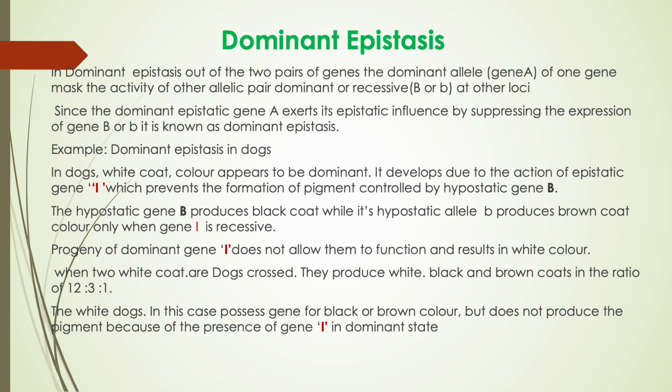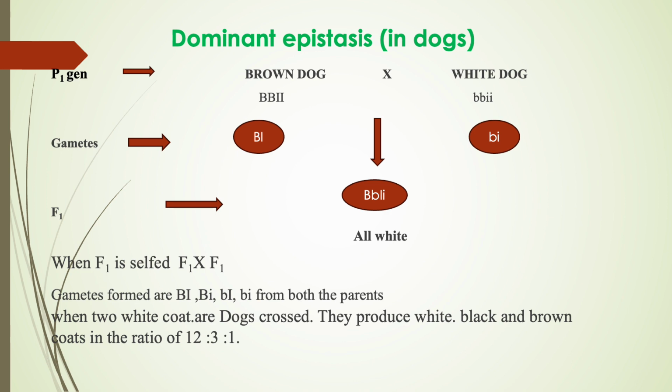When two white coat dogs are crossed, they produce white, black and brown coats in the ratio of 12:3:1. The white dogs in this case possess genes for black or brown color but do not produce the pigment because of the presence of gene I in the dominant state. Here gene I, which is in the dominant state, is the epistatic factor which masks the other gene from expressing the color.